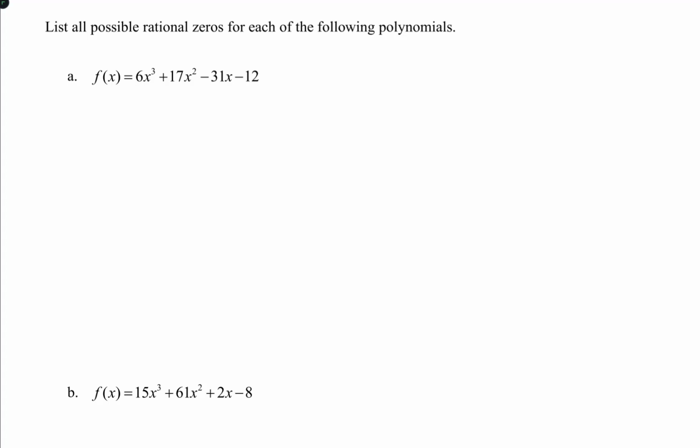List all possible rational zeros for each of the following polynomials. So here we have f of x equals 6x cubed plus 17x squared minus 31x minus 12.